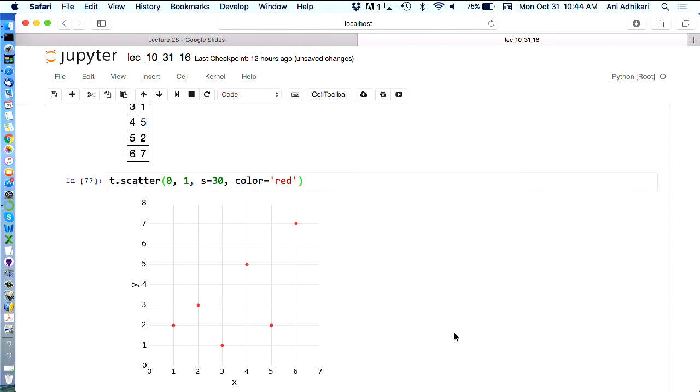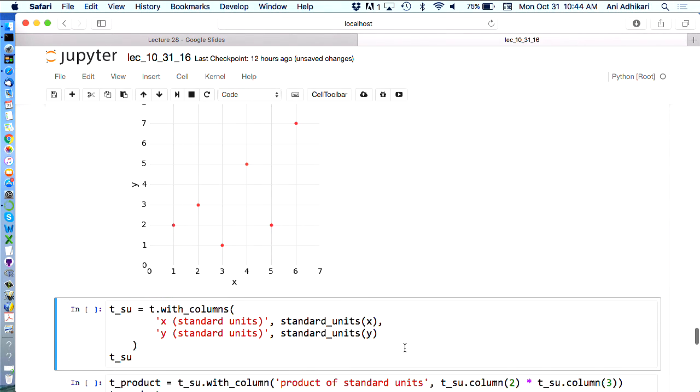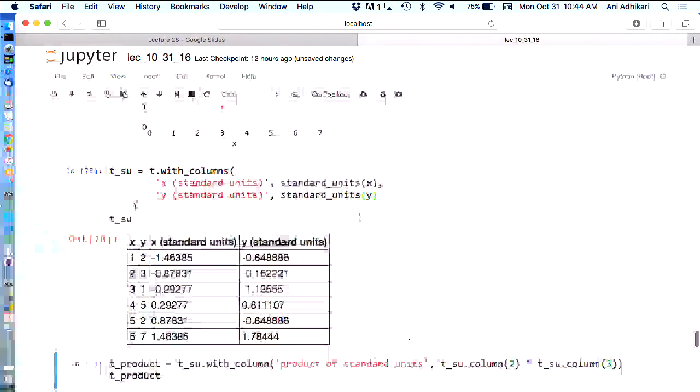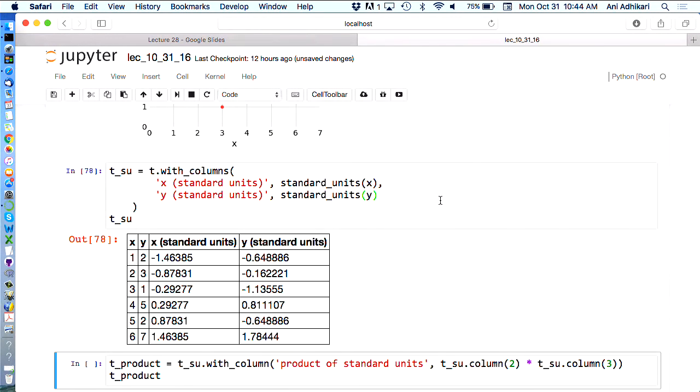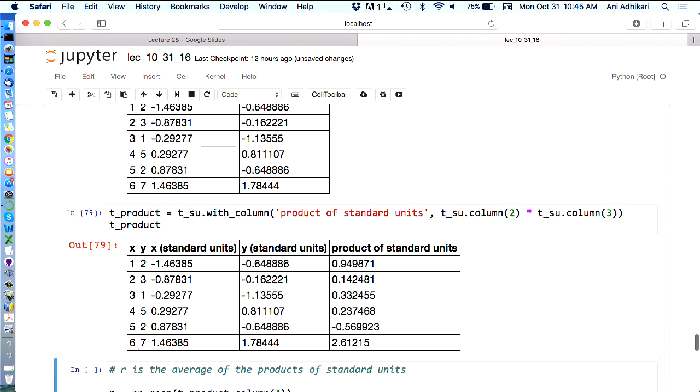Okay. So here's how you calculate. The first thing you do, since this measure is based on standard units, is you compute both variables in standard units using our handy standard units function. Now you've got both variables in standard units, and just take this as an algorithm for the next couple of moments. Take each pair of standard units and multiply. So this 0.9498 is minus 0.6488 times minus 1.46, etc. So each of these is the product of the previous two, which is just an array operation. You multiply one array by the other array.